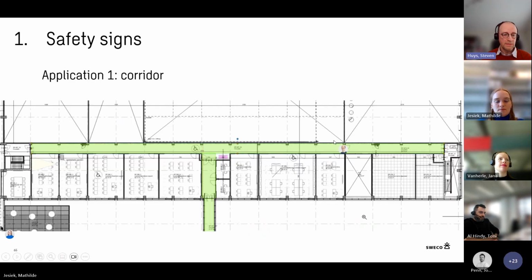Then I will now explain two situations, two applications. Maybe one is just a corridor. Here it is a corridor of a building with classrooms.